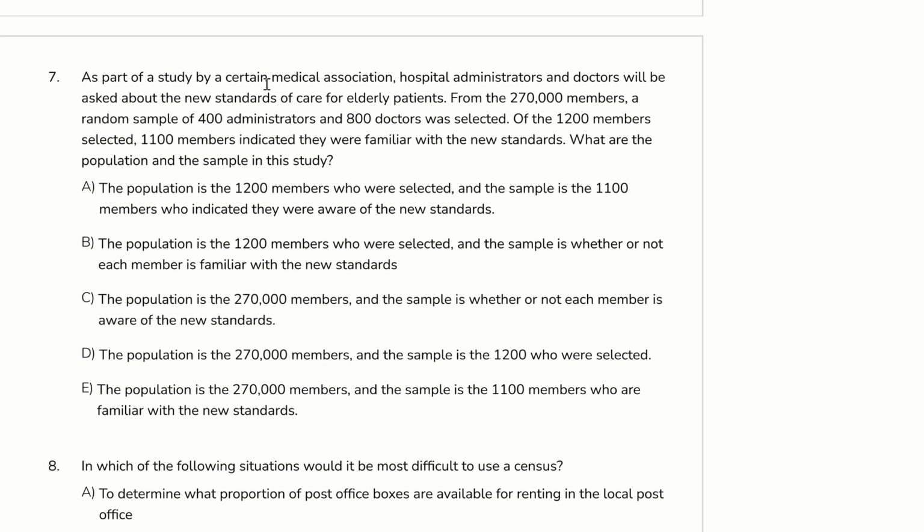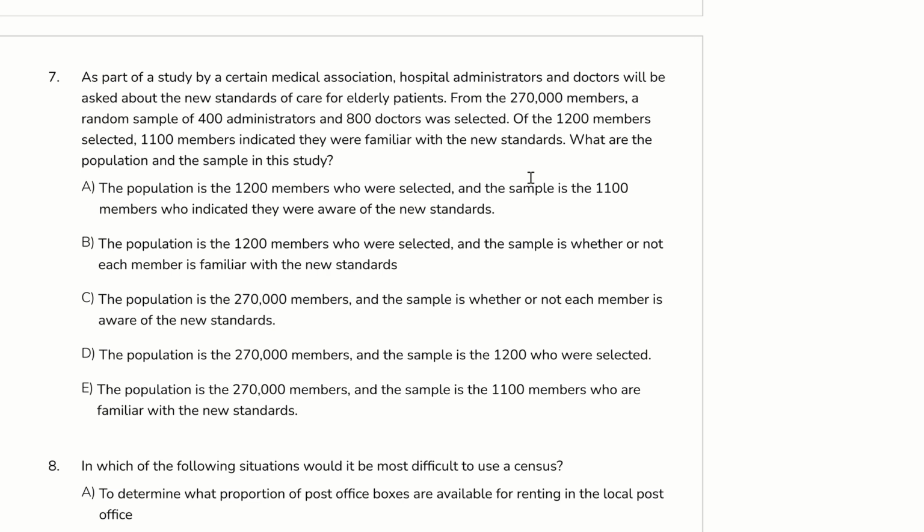So as part of a study by a certain medical association, hospital admins and doctors will be asked about new standards of care for elderly patients. From the 270,000 members, a random sample of 400 admins and 800 doctors was selected. Of the 1,200 members selected, 1,100 members indicated they were familiar with the new standards. What are the population and the sample?